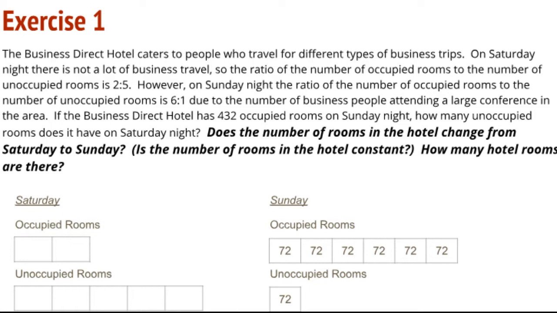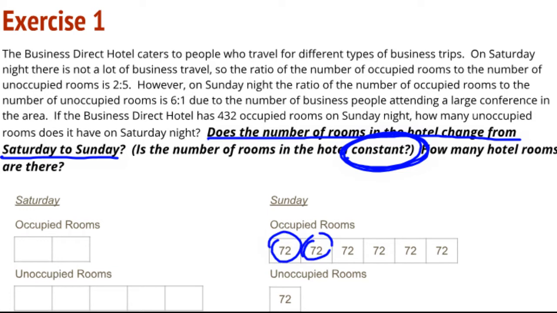Now, an important question to ask yourself here: does the number of rooms change from Saturday to Sunday? On Sunday, are there 432 rooms, but on Saturday there were only 300 rooms? In a hotel, the number of rooms doesn't change. It's the same number of rooms. Is the number of rooms constant? Oh, constant. This 72 here is constant.